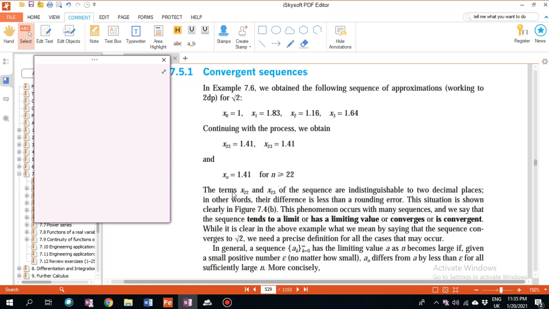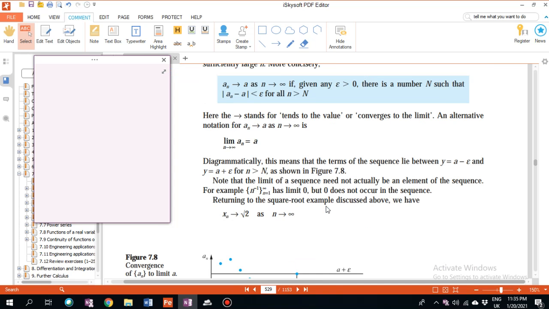As shown here, for example, the terms x22 of the sequence are indistinguishable to 2 decimal places, so the difference is less than rounding error, means the difference between this one and this one is a very small error. So we can say this one has started to converge. Okay, this is the term.